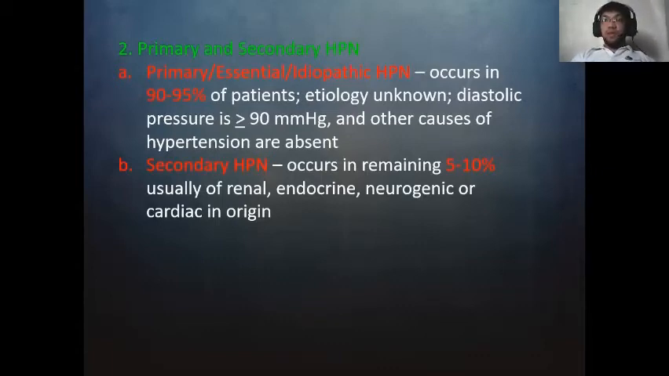But if there is a known cause for it, usually 5 to 10% of cases have secondary hypertension brought about by renal problems, endocrine problems such as diabetes mellitus, neurogenic or cardiac in origin.